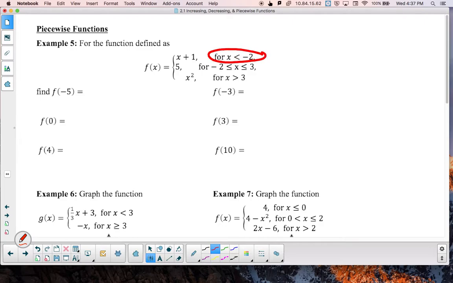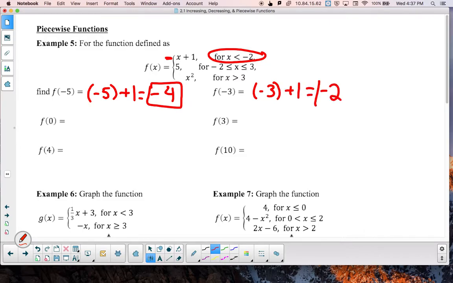If we want to find f of negative 5, negative 5 falls under this interval. Since negative 5 is less than negative 2, we're going to plug negative 5 into our first equation. So we're going to do negative 5 plus 1, which is negative 4, and that is our answer. Negative 3 also falls under this interval, so we're also going to do negative 3 plus 1, which gives us negative 2.